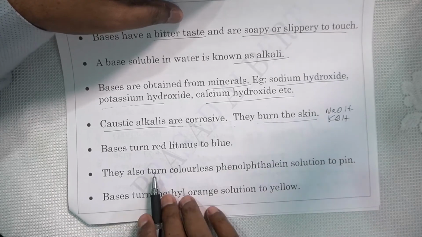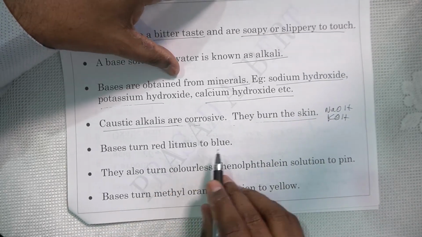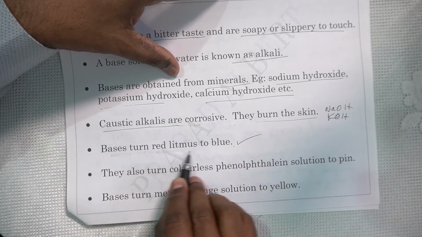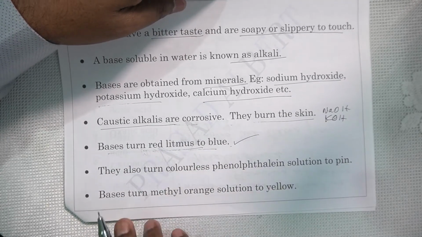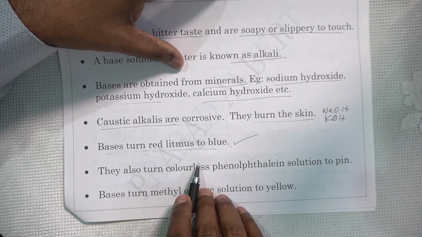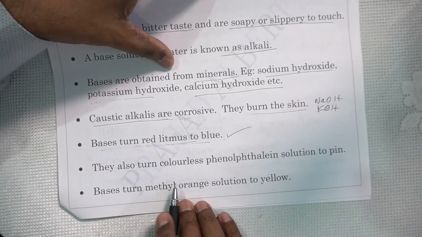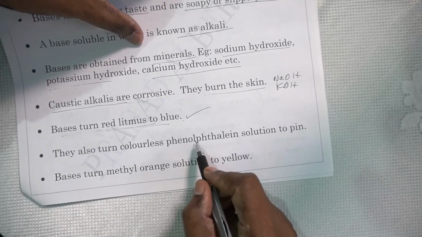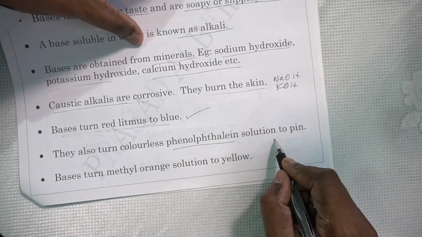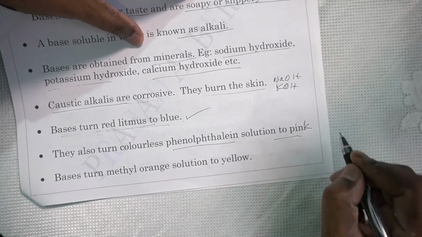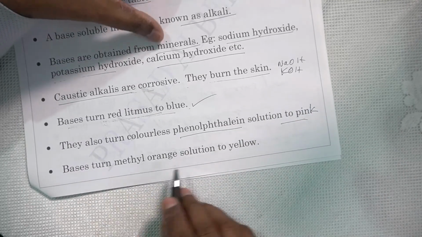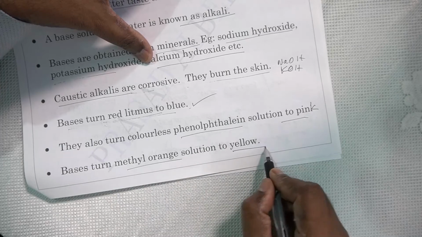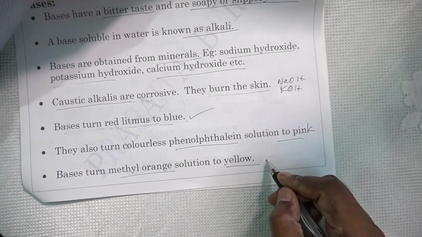They burn the skin. Now bases turn red litmus to blue. This is the indicator property. They change red litmus to blue. While acids turn blue to red, now the bases will turn red to blue. They also turn colorless phenolphthalein. Phenolphthalein, which is colorless, if added to base, turns pink. Pink color is obtained, P-I-N-K, pink. And then bases turn methyl orange solution to yellow. The orange color solution turns yellow. These are the indicator properties of bases.